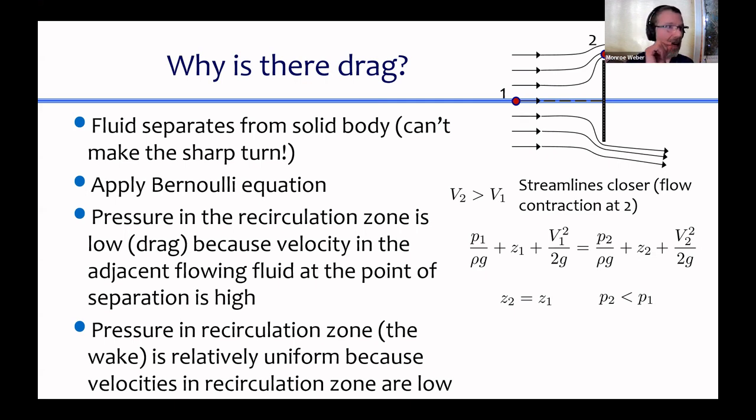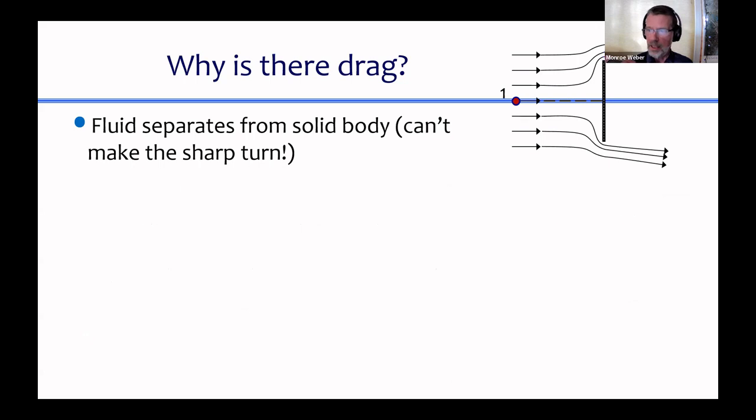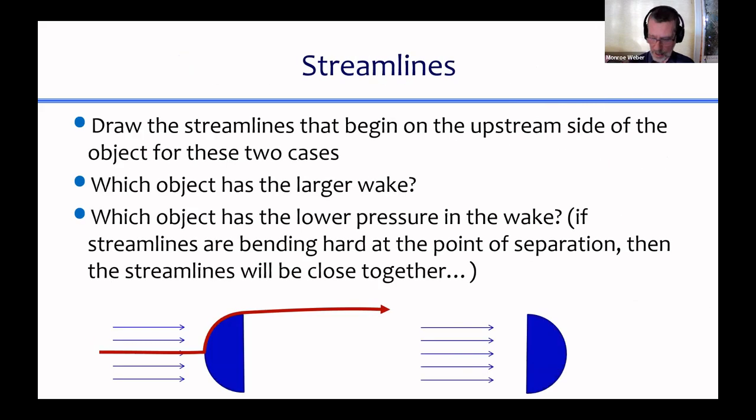So the reason that the hemisphere that was pointed into the flow is so bad is because the streamlines are even closer together at this point of separation, because the streamlines had to deflect even further. And we have a bigger wake. So we have two things that are bad, bigger wake and lower pressure.